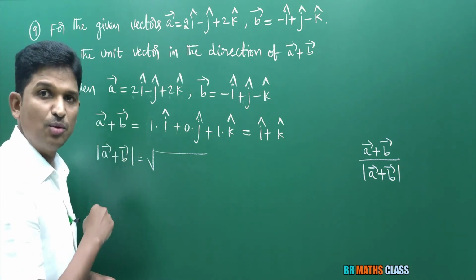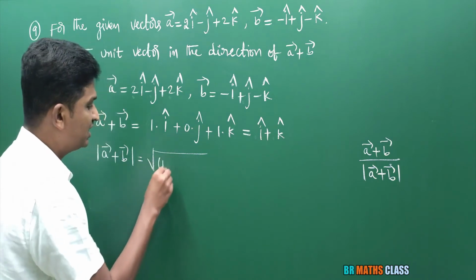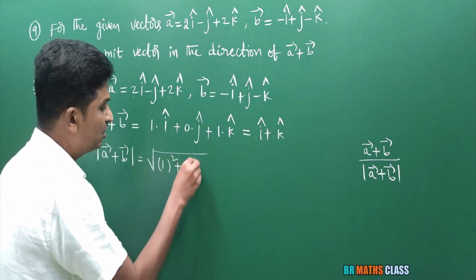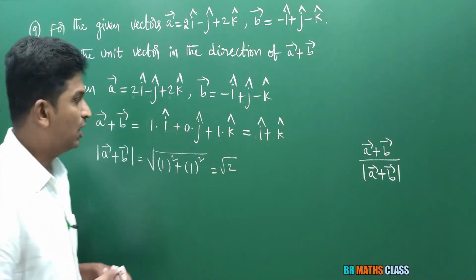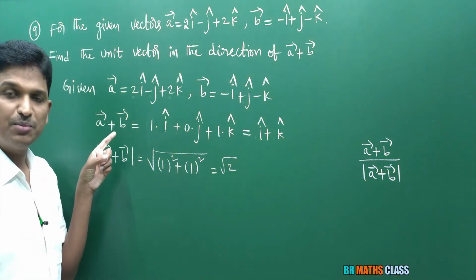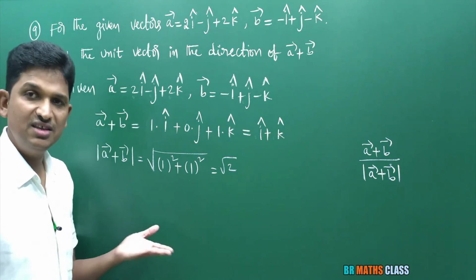What are the scalar components of a bar plus b bar? You see here 1, 1. So what will you get here? 1 square plus 1 square, that is root 2. Okay, now I know what is a bar plus b bar, and I know the magnitude of a bar plus b bar. Now I can easily write.